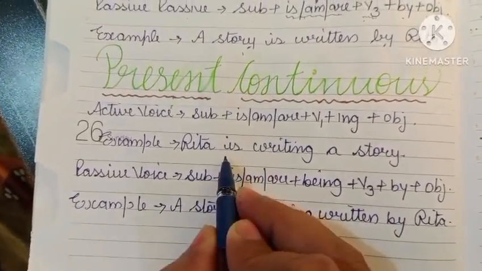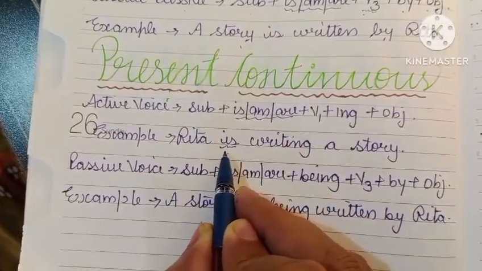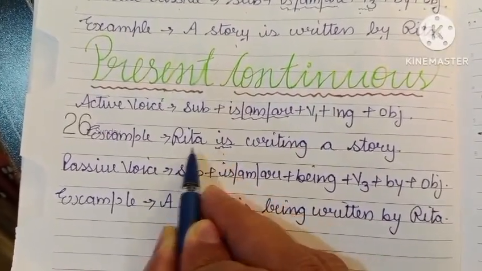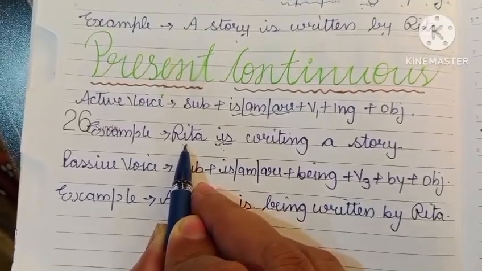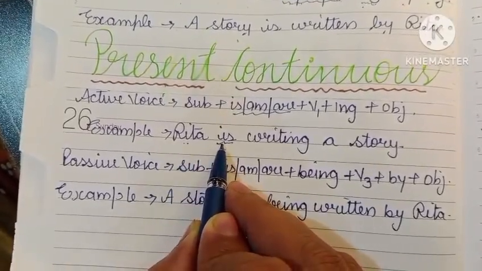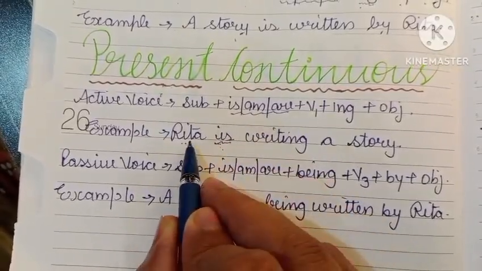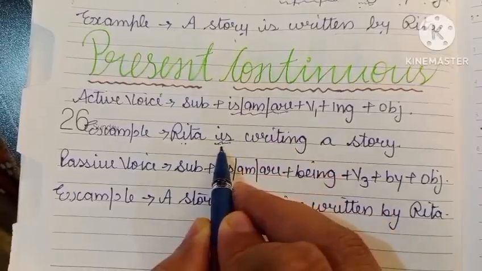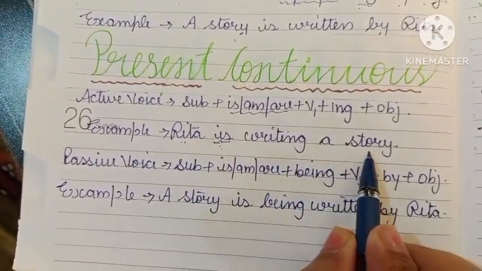Beta, here is/am/are, we always use is/am/are in present continuous tense. So here we are writing is because the subject is singular. So with the singular subject we always use is. Am we use with I, and with the plural subjects we use are. So here the example becomes Rita is writing a story.